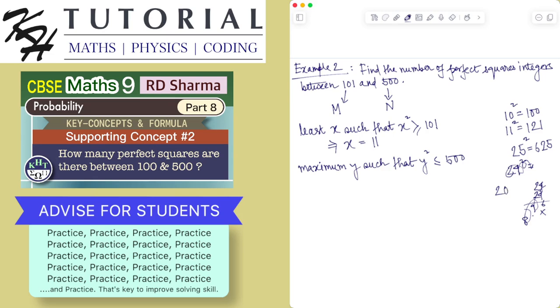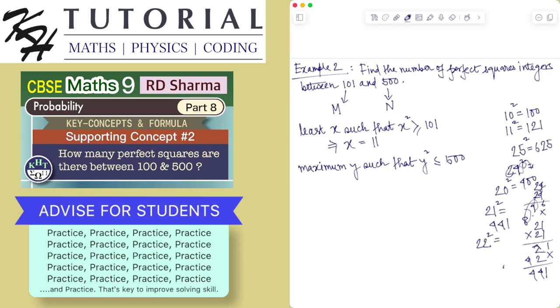So 20 square is 400. And what about 21 square? 21 square is 441. So we can still consider 21. Please remember that we have to find the maximum y such that y square is less than or equal to 500. Let's see what is 22 square.